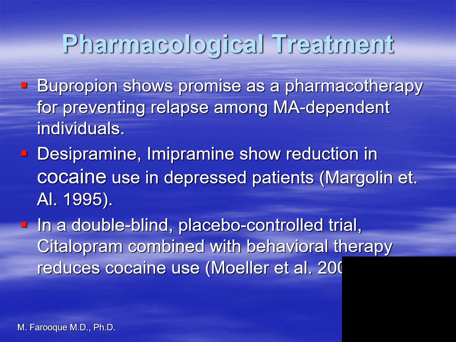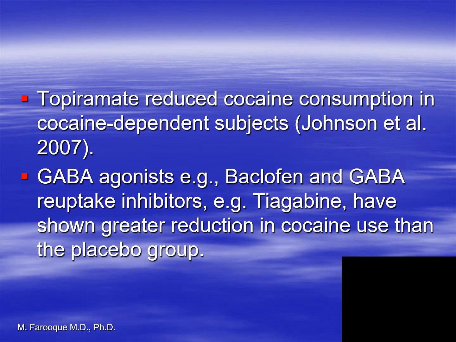In a double-blind, placebo-controlled trial, citalopram combined with behavior therapy reduces cocaine use. Topiramate reduced cocaine consumption in cocaine-dependent subjects. GABA agonists such as baclofen and GABA reuptake inhibitors, for example, tiagabine, have shown greater reduction in cocaine use than the placebo group.